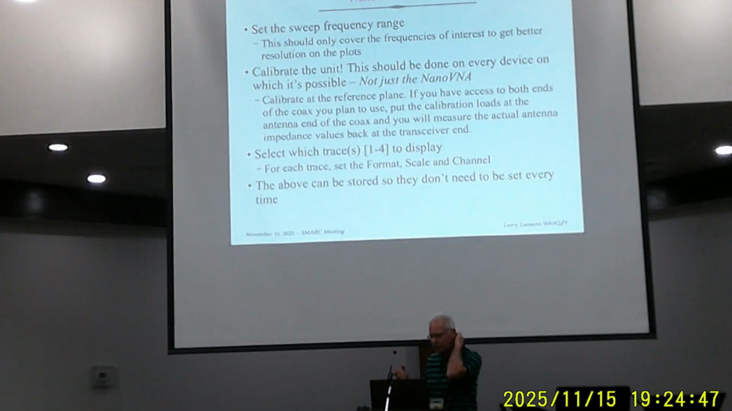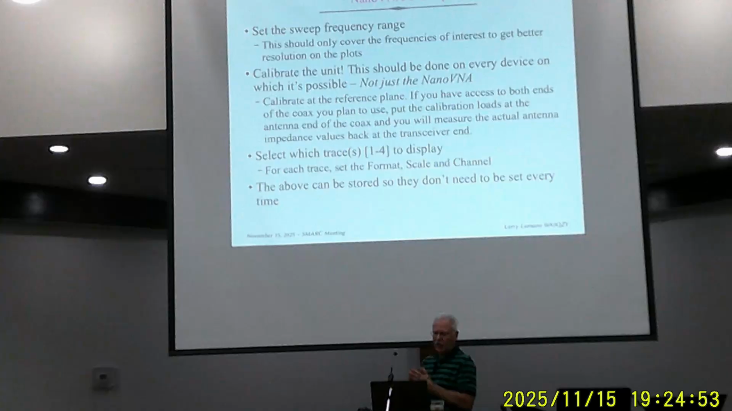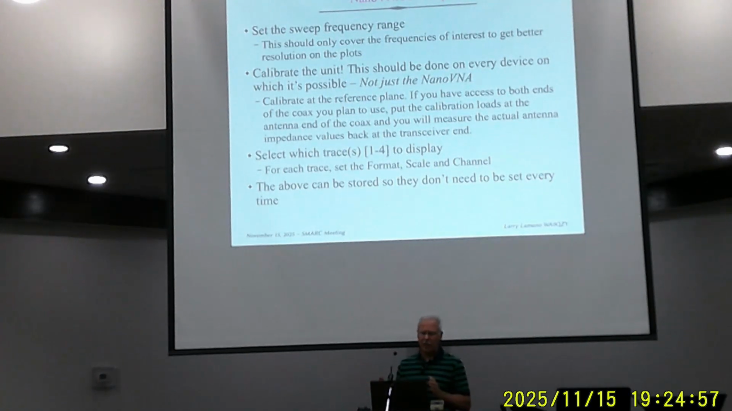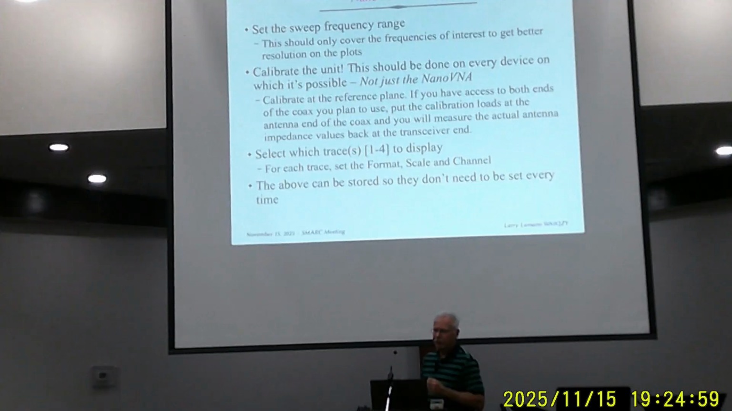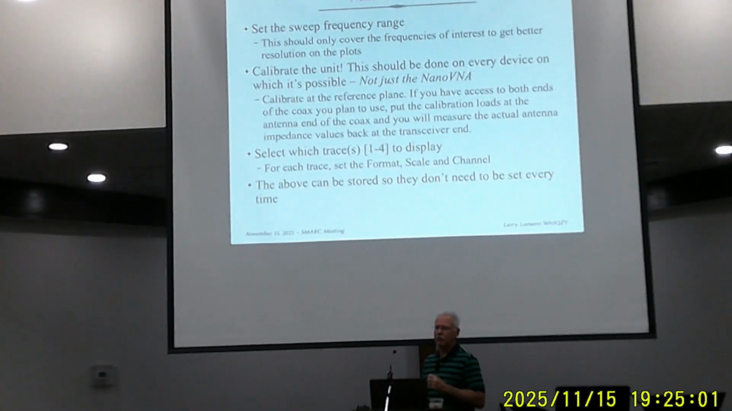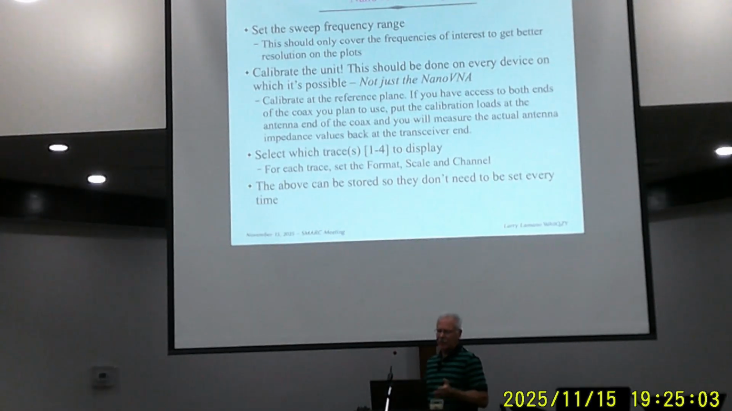Okay, so to set this up, you set the sweep frequency range, that 13 to 23 I had. So I kind of violated my thing here because I wanted to see both at the same time. But that should only cover the frequencies of interest to get better resolution. So what does that mean? Well, I could look at my 20-meter dipole, and I could scan from 1 megahertz to 300 megahertz, just because I can.